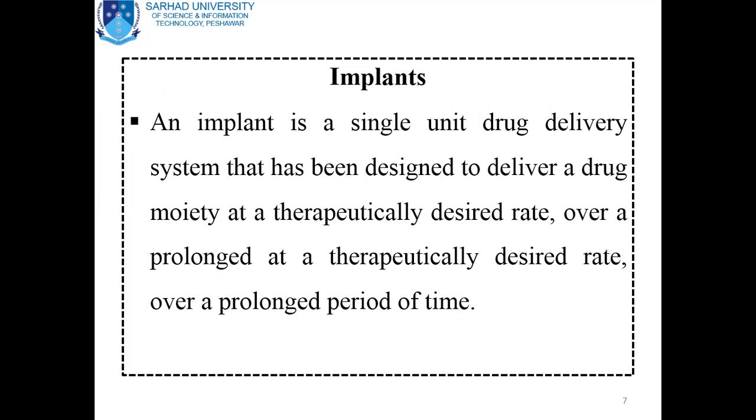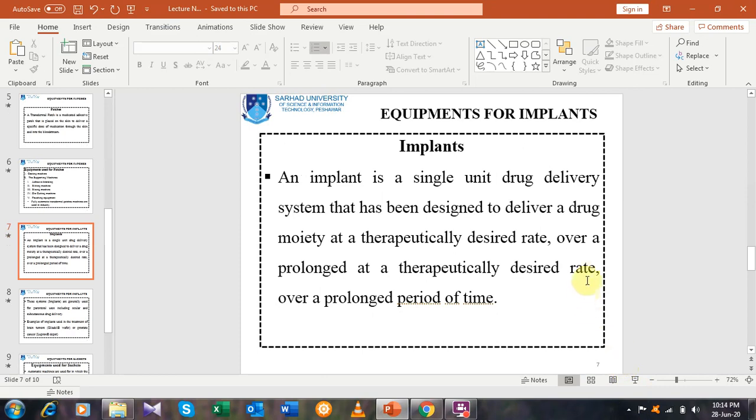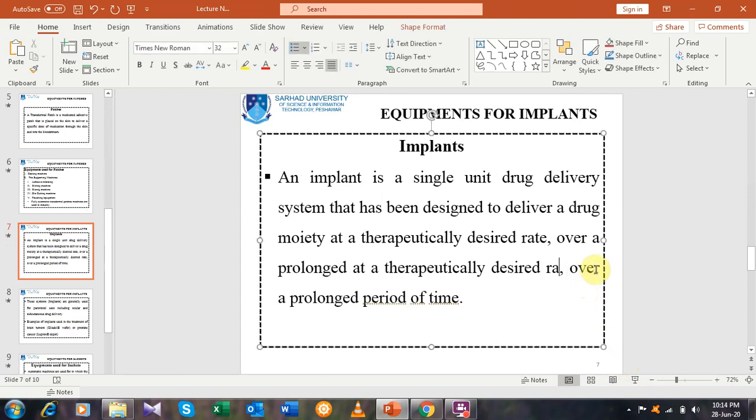Another system is termed implants. An implant is a single unit drug delivery system that has been designed to deliver a drug moiety at a therapeutically desired rate, which is the recommended dose. But remember that this therapeutically desired rate is over a prolonged period of time.